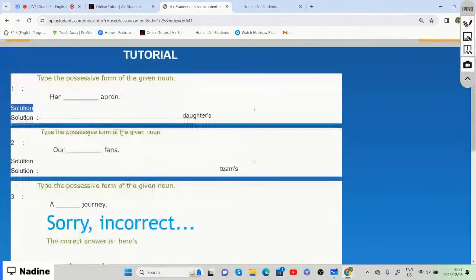Our team's fans. If you look at the word team, apostrophe S.